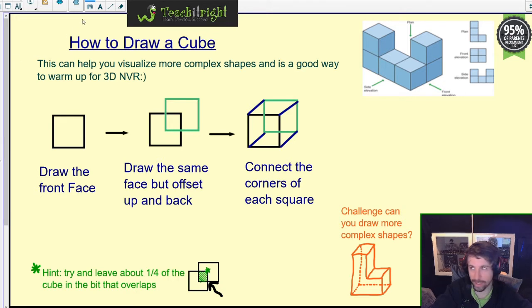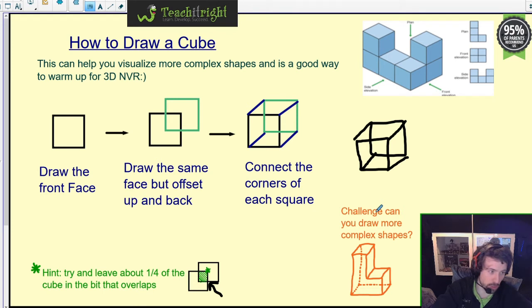So very quickly, to draw any cube, draw the front face. That would be to draw a square. Draw the same exact shape as close as you can, but offset it slightly. Generally speaking, if you offset it by a quarter, that's about perfect. So I'm going to put it roughly in the middle. You can see I've drawn the same thing twice, and now we can just join all the corners up, and that will produce a pretty good cube every time.